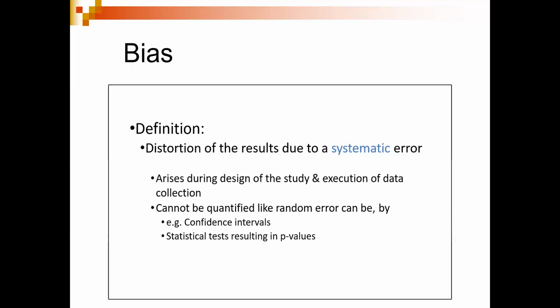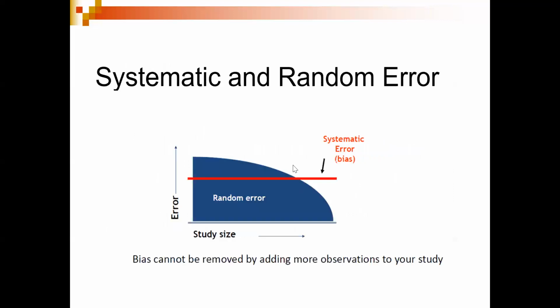But bias is a systematic error. It cannot be quantified or really measured. If the way you're doing your study, collecting your data, analyzing your data, or whatever, the way you planned is wrong, it's systematic. So if you compare these two types of error, your systematic error and your random error.